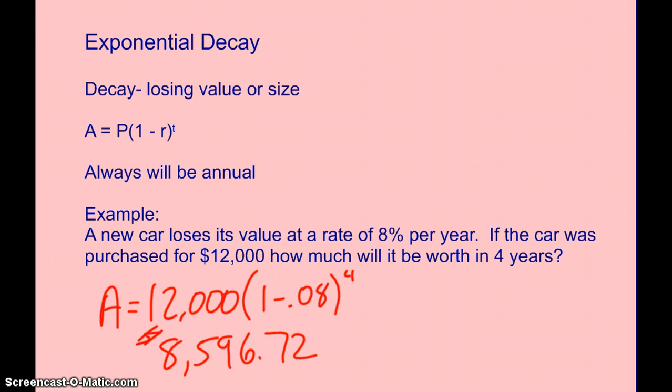So anytime you're looking at decay, you will recognize there will be a minus in the formula. That subtraction means it's decay. Anytime your multiplier is less than 1, your value is going to go down, so that'll represent a decay problem. All right, good luck to you.